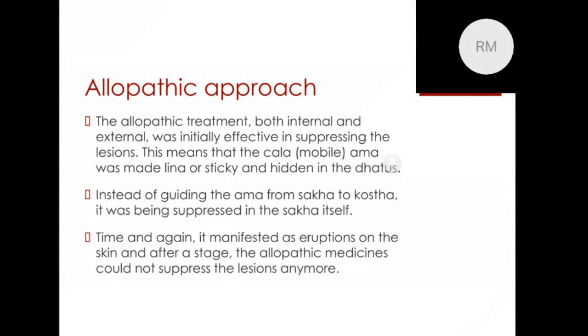So the allopathic treatment, both internal and external, was effective in suppressing the lesions. This means that the allopathic medicine was only able to suppress the ama inside. And so when there was a provocation, the ama would come out again. So instead of moving the ama out from the body, allopathic treatment was only suppressing it. That is the reason why the disease kept manifesting again and again. And it could be controlled and completely cured only with the Ayurveda treatment of cooking and removing the ama.